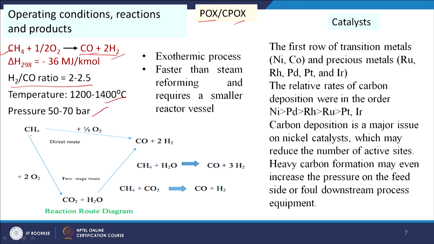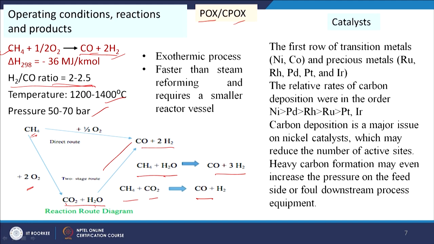So, here methane will be partially converted to this, that is one reaction. Another is possible: methane reacting with 2O2 gives CO2 plus H2O, and then CO2 plus H2O can further give CO plus 2H2. Other reactions which can take place here: methane plus H2O, which is produced in this, can react with methane also, and give us CO plus 3H2, and CH4 plus CO2, which is generated in this reaction, can also give us CO plus 2H2. So, that is why we can get an H2 to CO ratio equal to 2 to 2.5.